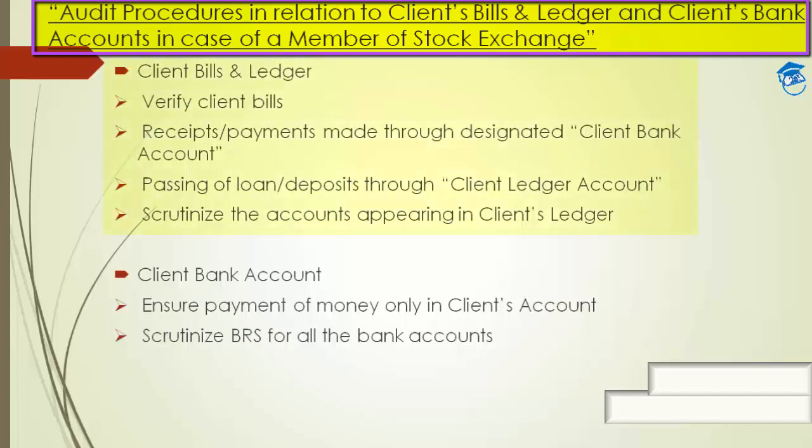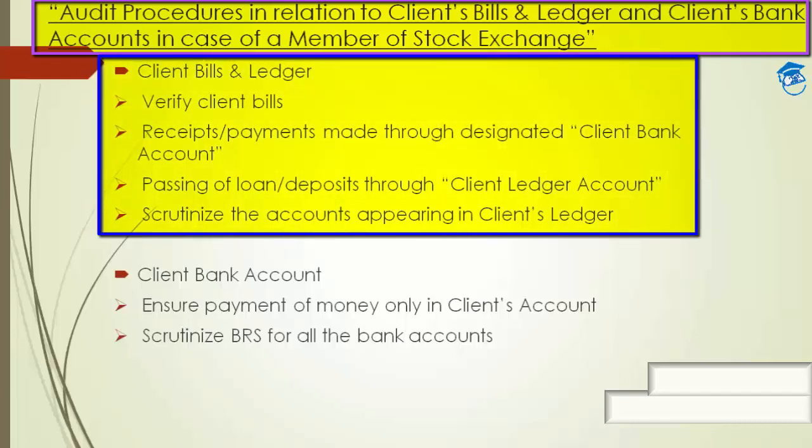So guys, client bill is basically a summary of all the trades which are executed on behalf of the client during a particular settlement. It reflects the net amount receivable by the member from the client, and the payable amount which is payable by the member to the client. This is the summary of all the trades which are executed on behalf of that client. The amounts which are due as per the client's bill are normally posted to the individual ledger account. So this is about the client bills.